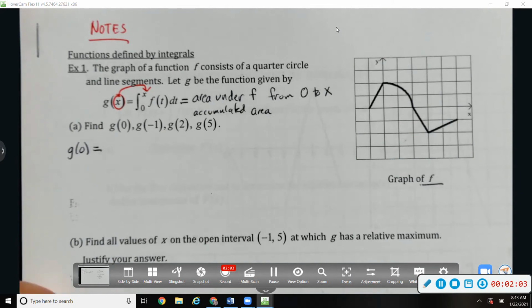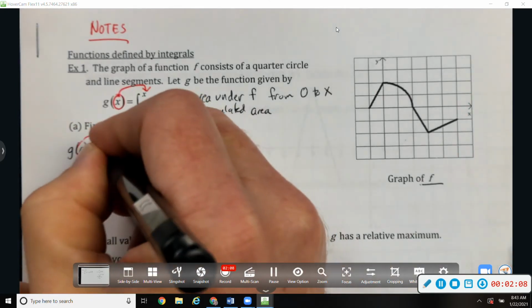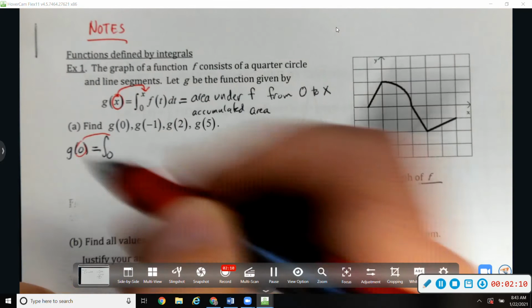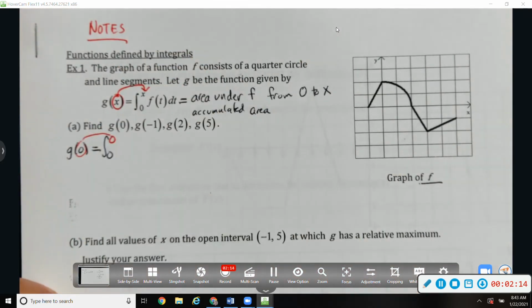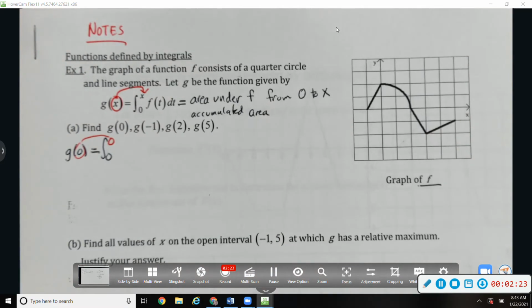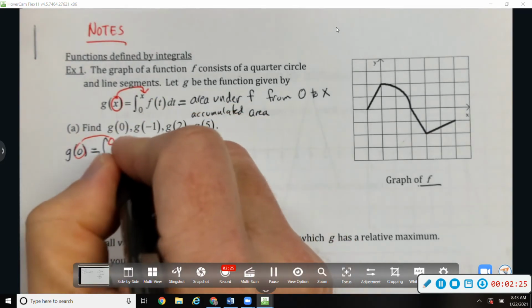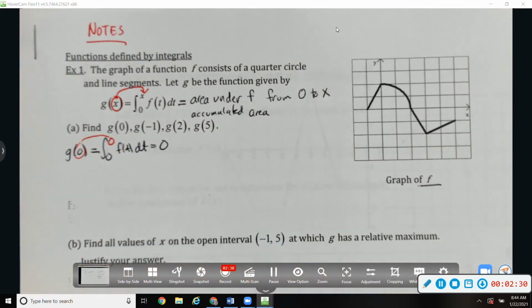So g of 0 is the integral from 0 to 0. Well, I can probably stop there, right? What's my answer going to be? 0, because the area under anything without any width is going to be 0. So g of 0 is 0, because there is no accumulated area if we start at 0 and go to 0.